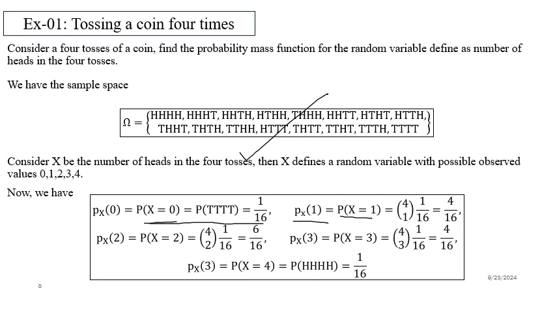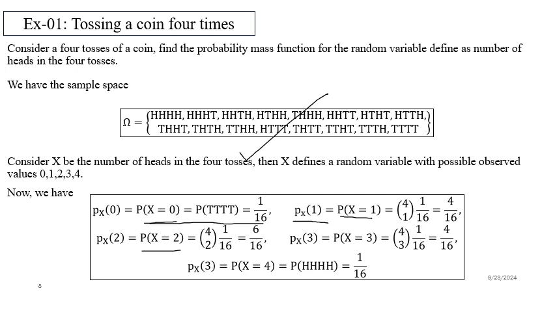That means it is defined by the probability measure that X is observing value 2, when you are observing 2 heads. So out of 4, what is the count of observing 2 heads? 4 choose 2. So 4 choose 2, and each outcome has probability 1 by 16. 4 choose 2 is 6. So what is the probability of observing 2? It is 6 by 16.